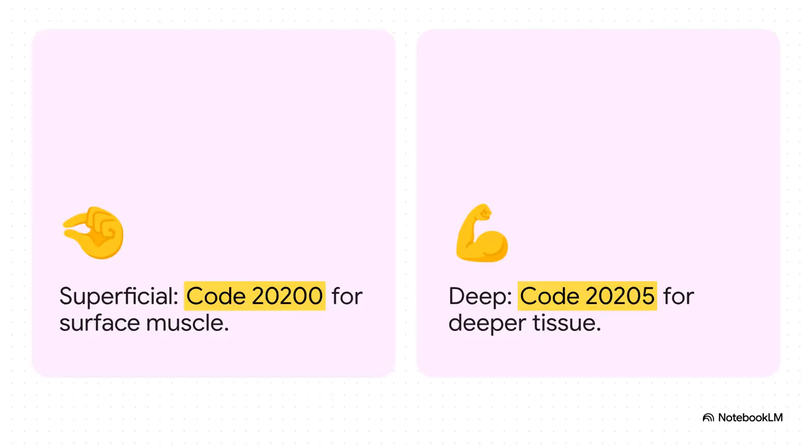This breaks down the core difference perfectly for muscle biopsies. Code 20200 is for a superficial muscle biopsy. This just means the surgeon is taking a sample from a muscle that lies right near the surface of the skin. Super simple. But on the other hand, code 20205 is for a deep muscle biopsy. This requires the surgeon to dig much deeper, physically cutting through layers of fascia to access a muscle sitting deep down within the tissue bed.